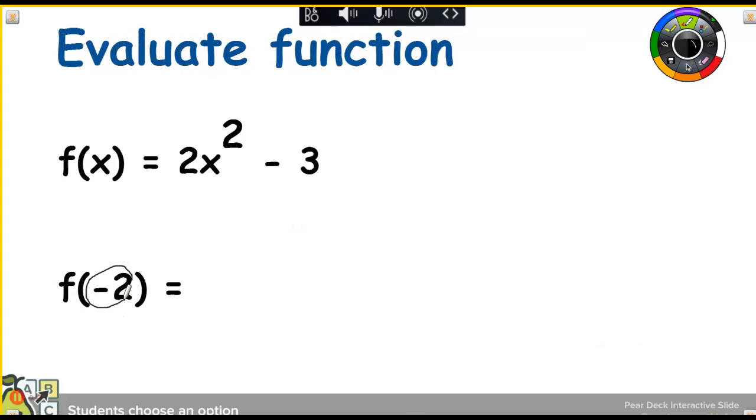You just need to plug -2 to the place of x in the equation. If you plug in a negative number, you have to give it a parenthesis, then square it, and put this entire thing, parenthesis -2 parenthesis close, squared, minus 3, in your calculator. You should have 5, and that's it.